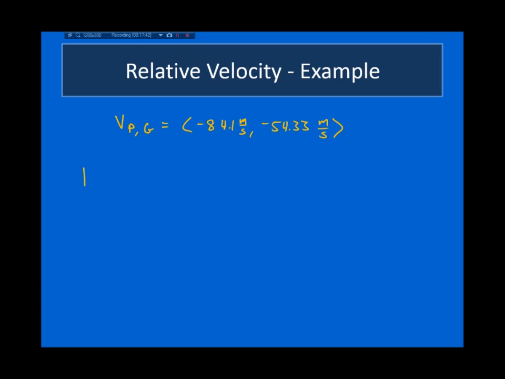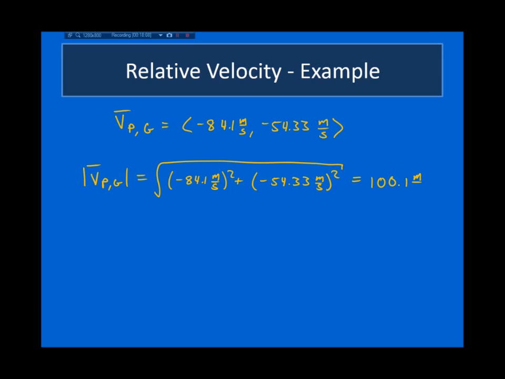So the magnitude of this vector is the x component squared. So we have minus 84.1 meters per second squared, and then the y component squared, so 54.33 meters per second squared, and then you square root the whole thing. So plugging this into a calculator, we see that this is 100.1 meters per second. So not a whole lot different than the speed of the wind around the plane. If you remember, that was 100 meters per second. So it's not a big surprise. The air wasn't moving very quickly.